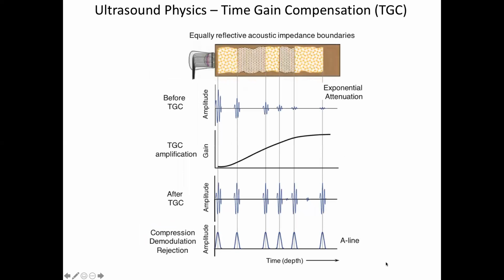And this slide describes the time gain compensation. So if we have a substance, and I have these boundaries here that basically have the same change in impedance, the amplitude of the reflection is the same, right? But as we go down into the sample, for a couple of reasons. One is the heating up of the sample, and the other is just the geometry of the situation.